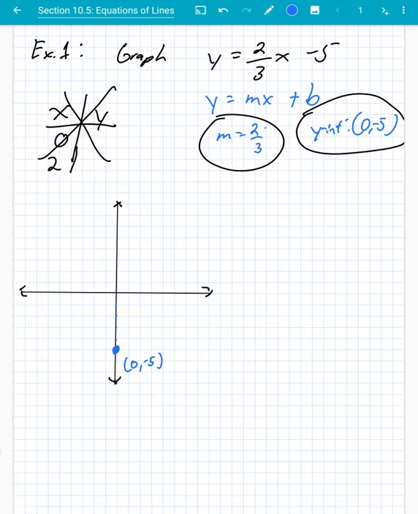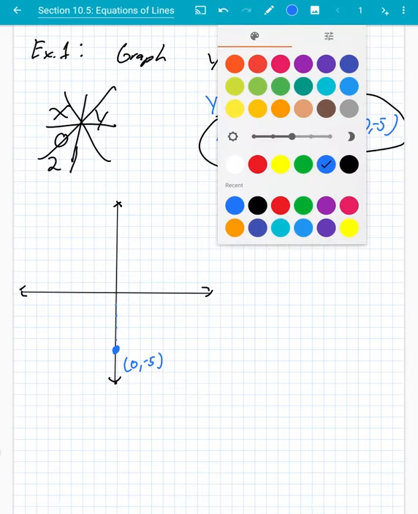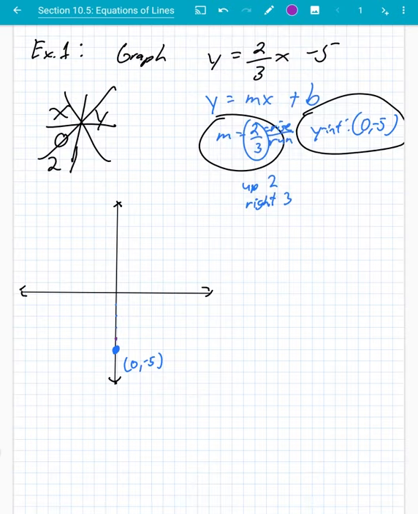Now our slope, remember, it means rise over run. So we're going to go up 2, and then we're going to go right 3, according to that slope right here, from our point. So we're going to go up 2 units. I'm going to do this in a different color so you can see it. We're going to go up 2, 1, 2, and then over 3 from that point. 1, 2, 3. So on that point, we'll go ahead and draw our second point.